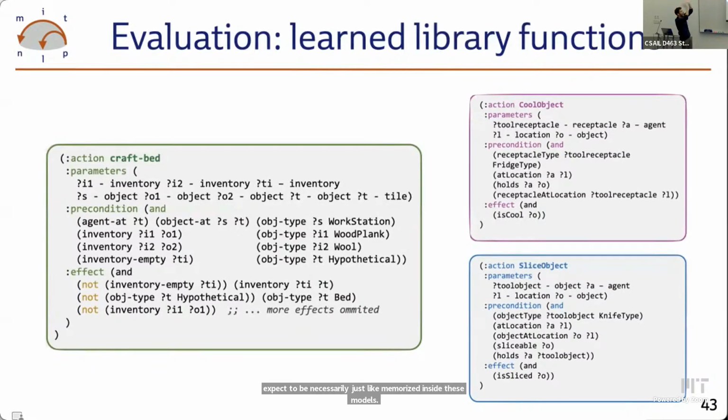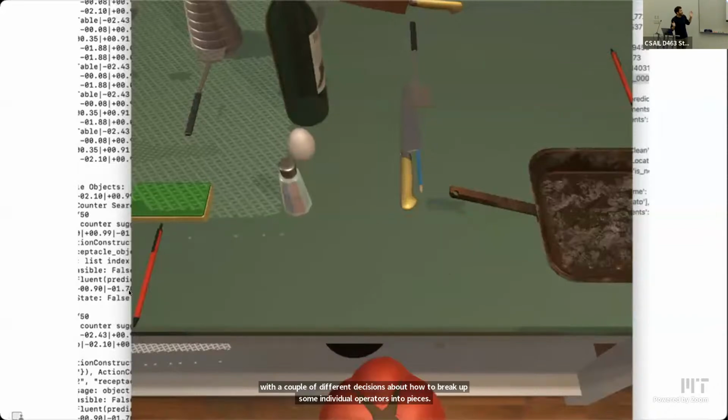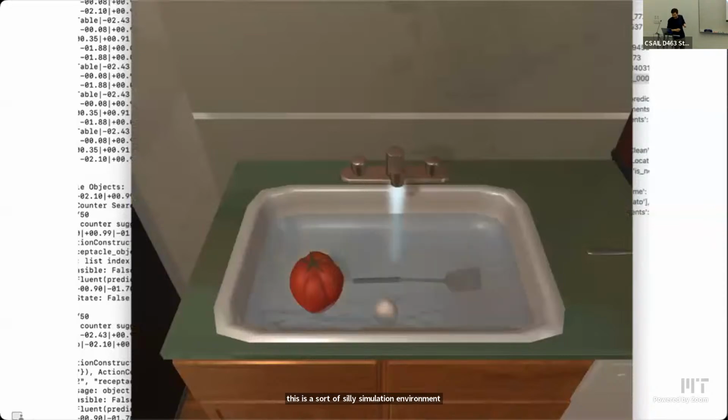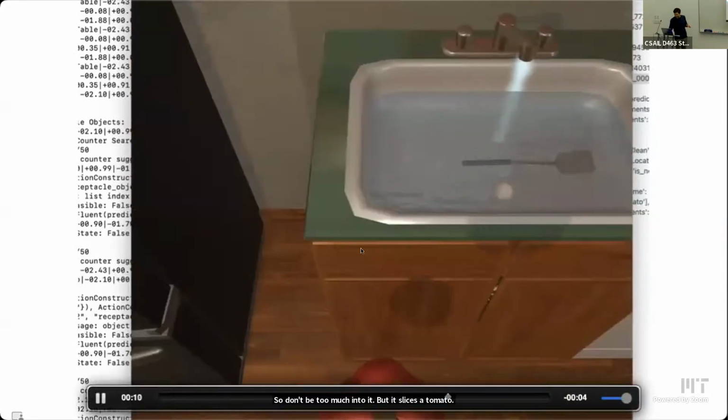In this environment, in Alfred, we basically recover a large part of the human generated PDDL definition for this domain, with a couple of different decisions about how to break up some individual operators into pieces. Here's an example of the system in action. Like I said, this is a silly simulation environment, so don't read too much into it, but it slices a tomato, washes a tomato and then slices it or something.